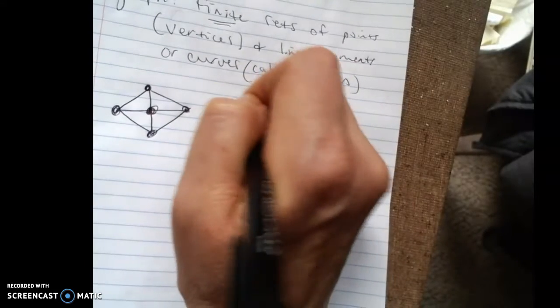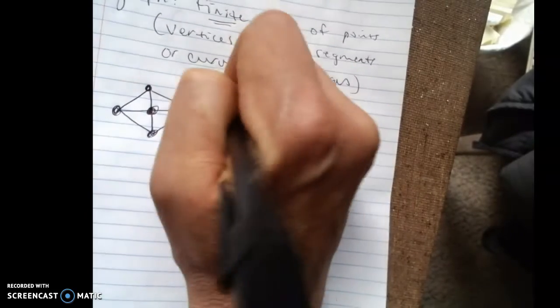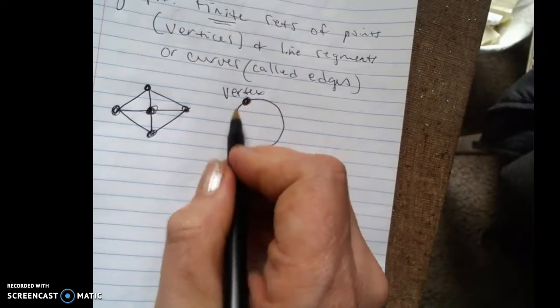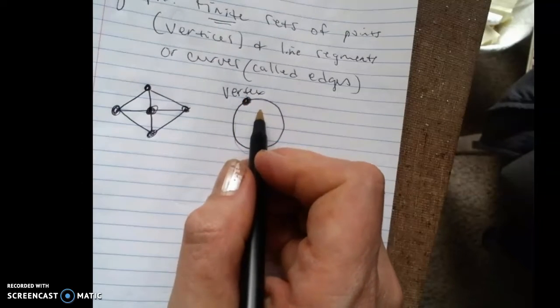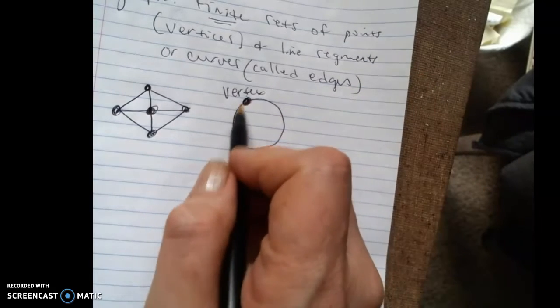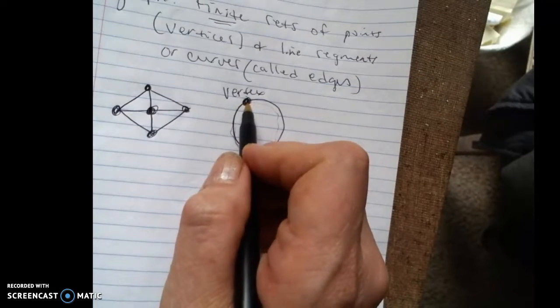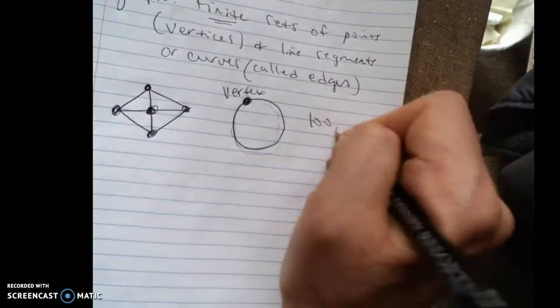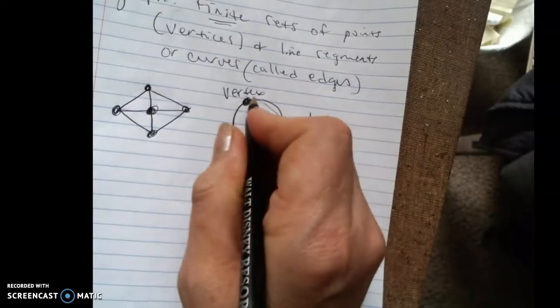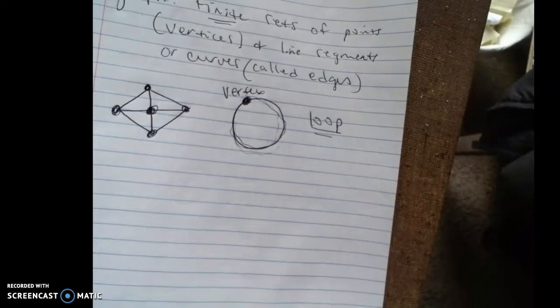If I have just one vertex, this is kind of like I have a city and then I have this loopy road. And that's what we call a loop. An edge that starts and ends at the same vertex is called a loop. It looks like a loop, so that helps. It starts and ends at the same vertex. That is a loop.